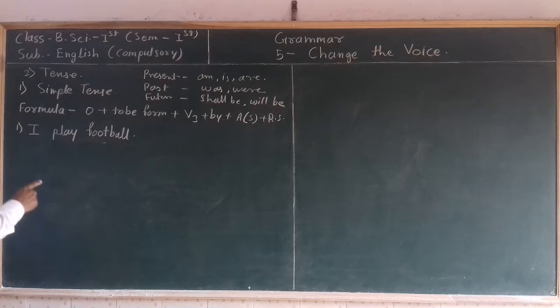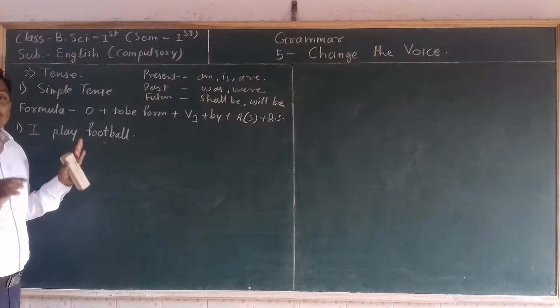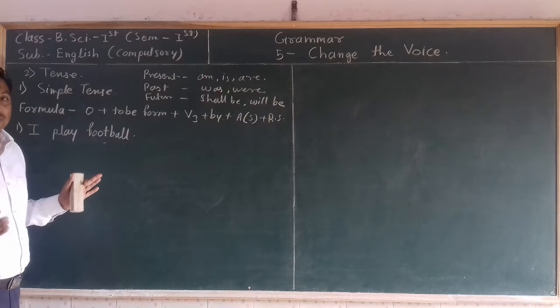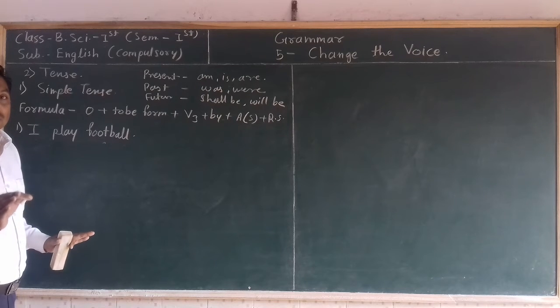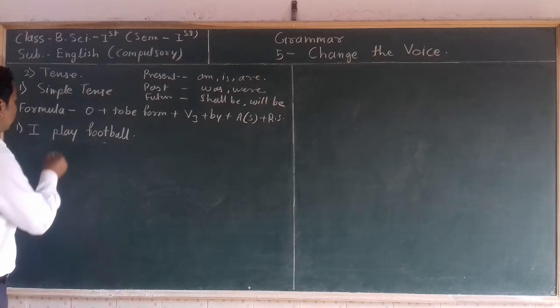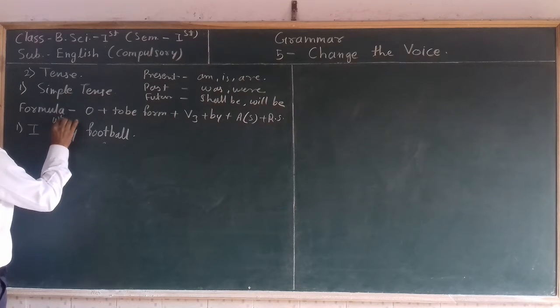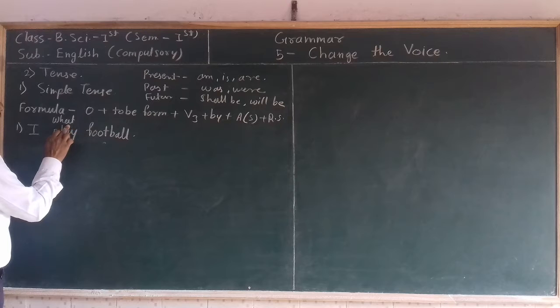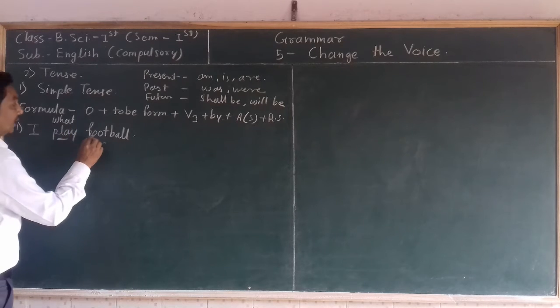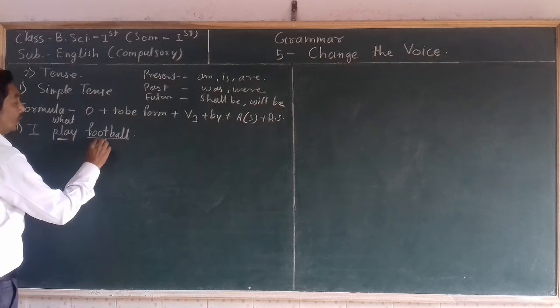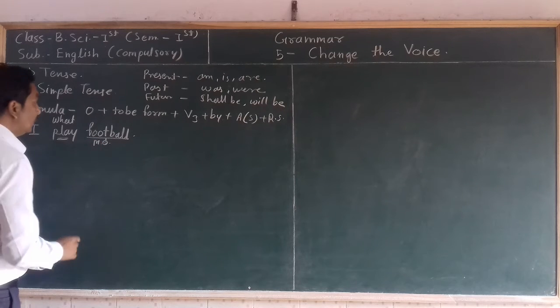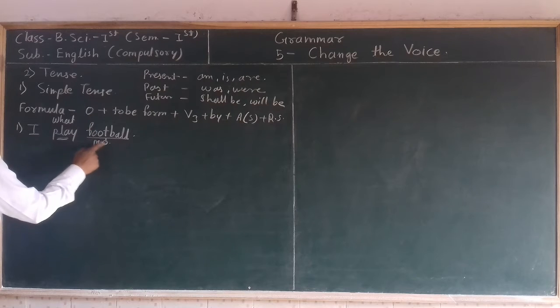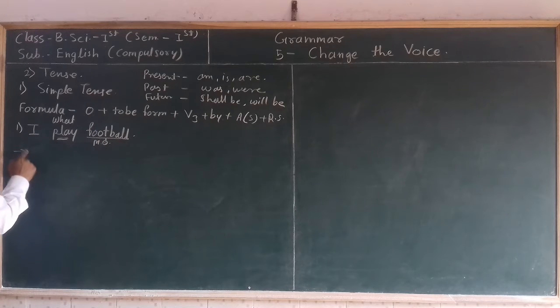Then we have to identify the main object of that sentence. So how can we identify the main object? For that we need to ask the question what to the main verb. Main verb is play. So we ask the question what is played, then we get the answer football. Whatever answer we get, that is the main object of that sentence. So according to the formula, let's take the main object at the starting of that passive voice sentence. Football.